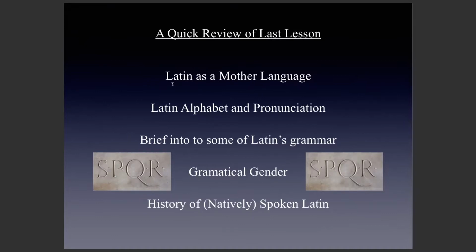And then finally, we talked about when Latin was spoken, right? The history of it being spoken by the people who were born speaking it, the ancient Roman people, and everybody that they took over eventually. And today we're going to look at a family that had been taken over by the Romans. And that's what our whole storybook is about, right?